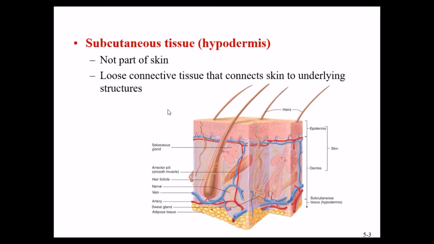The hypodermis is basically still connective tissue, but is considered to be loose connective tissue that helps to connect the layers of the skin to what's below, which would be the muscular layer. And there's also a lot of adipose tissue associated with the subcutaneous layer.